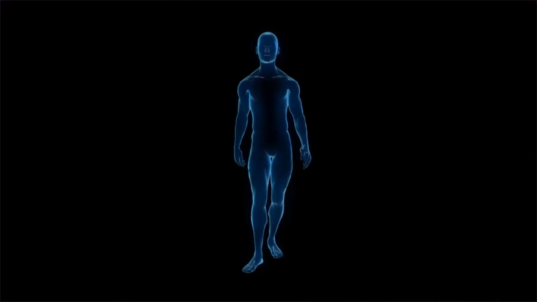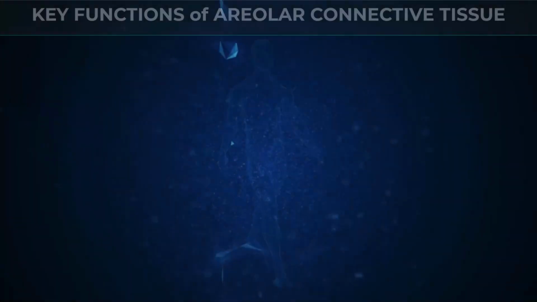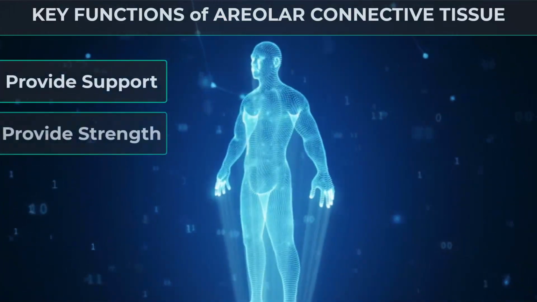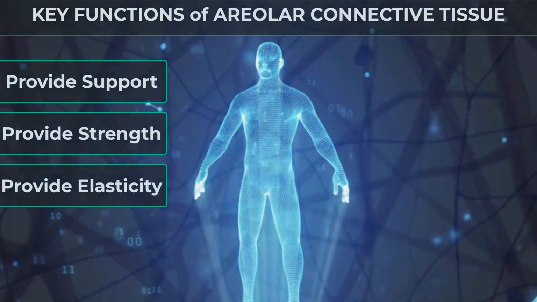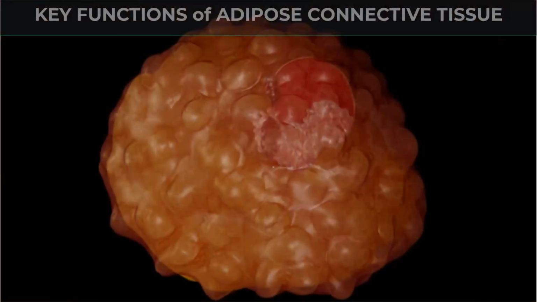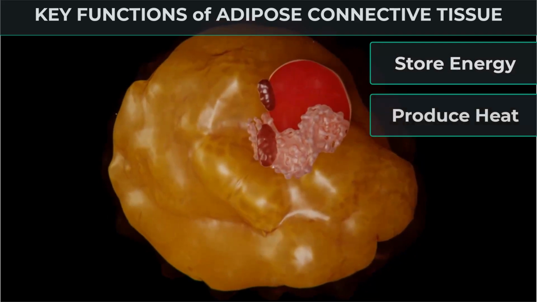Areolar tissue allows a high degree of movement between adjacent body parts. The key functions of areolar tissue can be summarized as providing support, strength, and elasticity. Areolar tissue appears as a disorganized network of fibers with lots of space between them and a small number of spread-out cells.